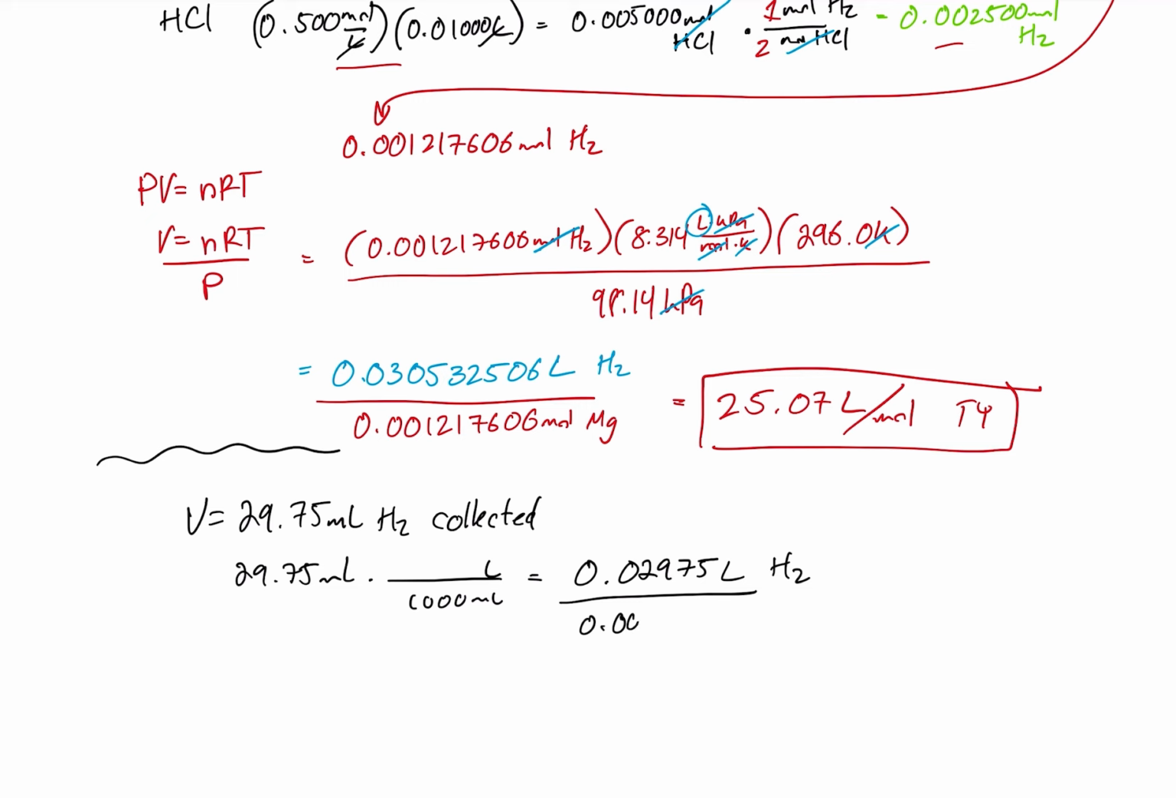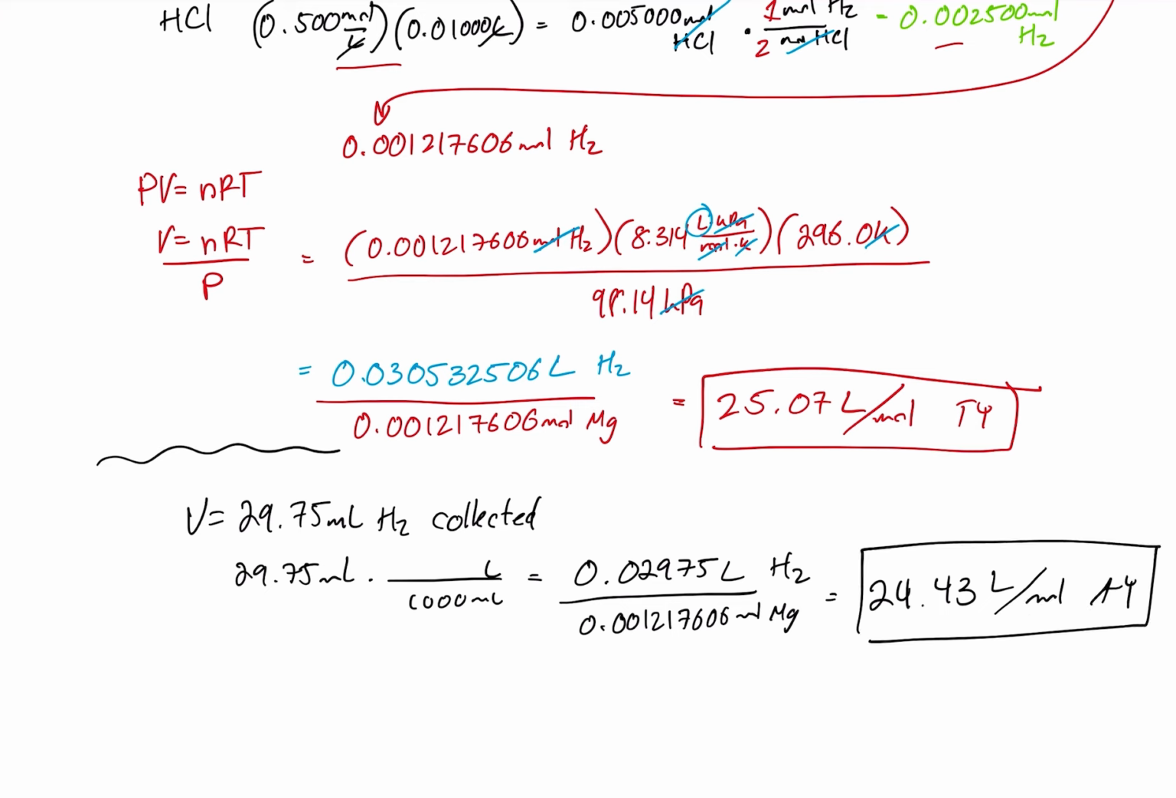So 0.001217606 mole of Mg. And if we recalculate this out, we get 24.43 liters per mole, and this is going to be our actual yield. Okay? So it doesn't really matter what the unit is for theoretical or actual yield. We can do this in moles, in grams, in liters, in molar volume. It really just depends on what the question's asking for. In this particular case, we want to see molar volume.